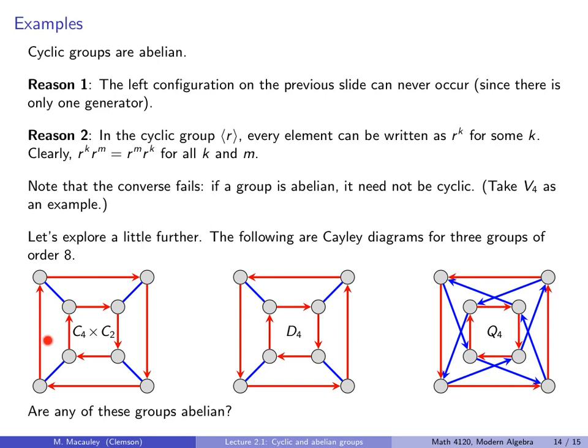Let's start here. So red, blue equals blue, red. And we only need to check that once. That pattern will permeate throughout the diagram. So this one is abelian. Now we know D4 is not abelian, right? Red, blue is different than blue, red. Okay, done. And what about Q4? So let's start up here. Red, blue, and blue, red, those are different, this group is not abelian.